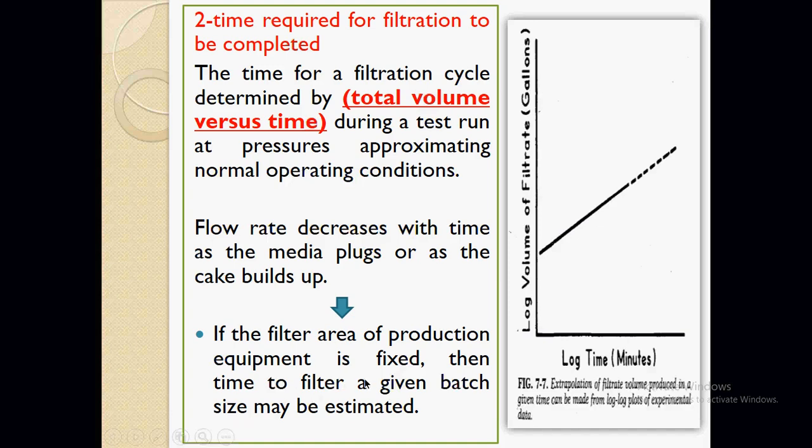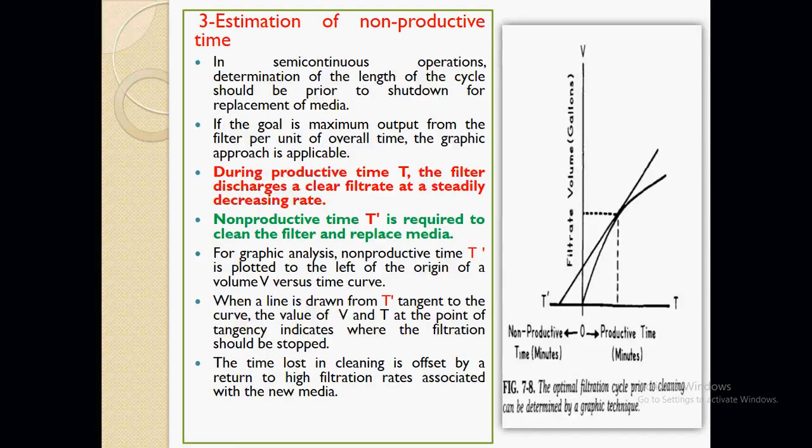If the filter area of production equipment is fixed, then the time to filter a given batch size may be estimated. نثبت كل الأمور ذاك الوقت راح نعرف. إذا أنا راح أبدي بسمول size، then أسوي extrapolation. إذا أنا عندي مثلا 100 لتر فأسوي extrapolation، أعرف تقريبا إيش قد التايم required for this process to be finished. هذه طبعا يعطينا فكرة أولية، بس هي مو شرط هي التايم الحقيقي.